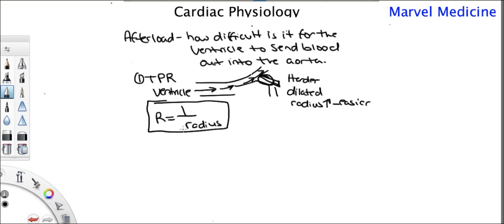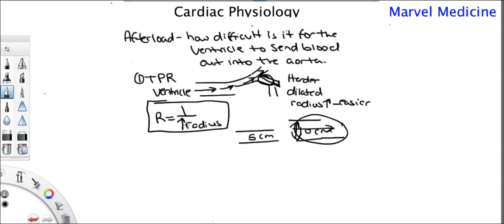So what does this mean? As my radius increases, what am I doing to the resistance? Well, don't even look at it mathematically. Let's take a look at two arteries. One artery here that's 5 centimeters, and another artery here that's 10 centimeters, okay? Which one do you think it's easier to send blood through, the 5 centimeter or the 10 centimeter? This one, right? Why? Because it has a bigger radius, a lot more room to send blood through, okay?